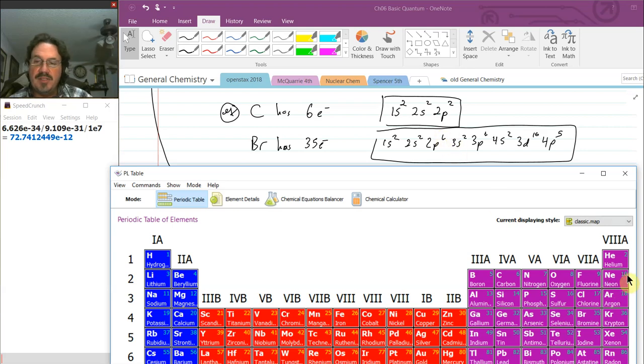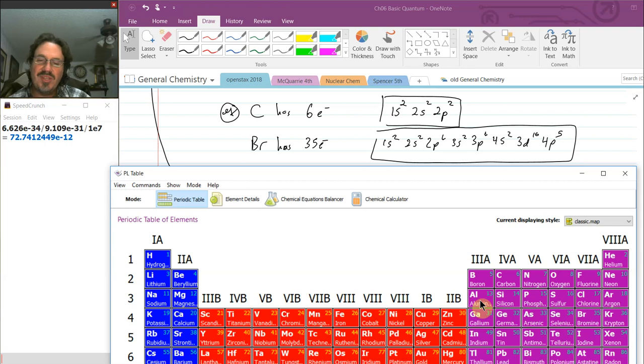That brings me up to number 10, neon. Number 11, where's 11 on this chart? It's all the way back here. Sodium is number 11. All right, where am I at now? This is the 3s level. All right, so I write down 3s. I put 2 electrons in there. That's 11 and 12.